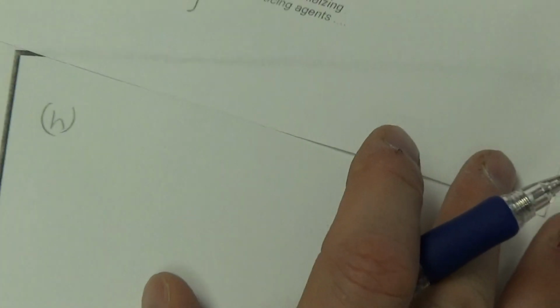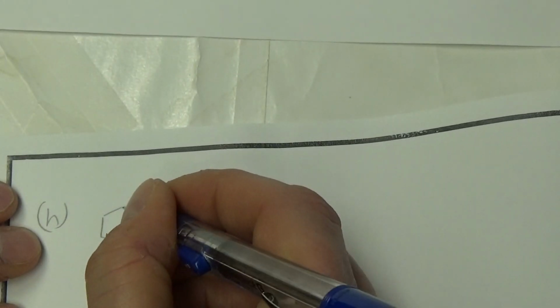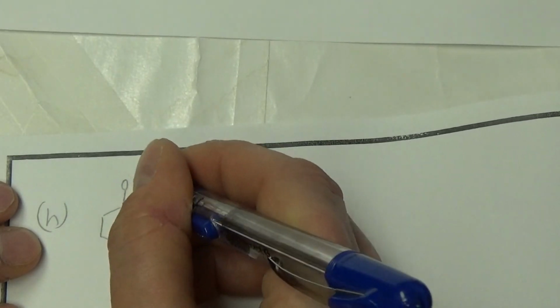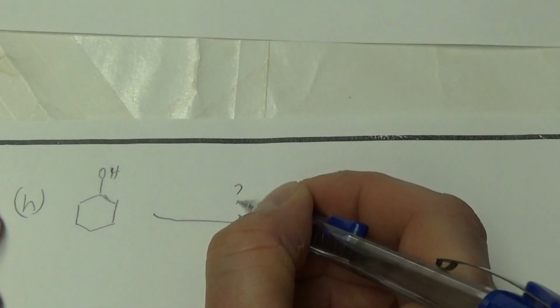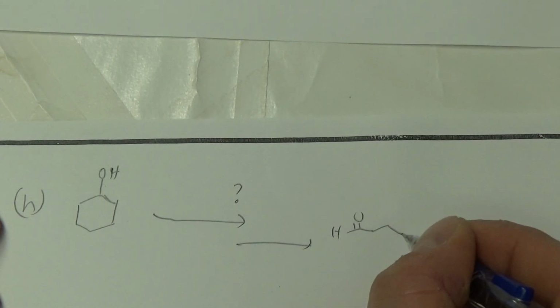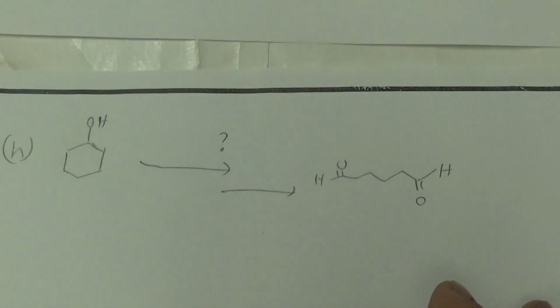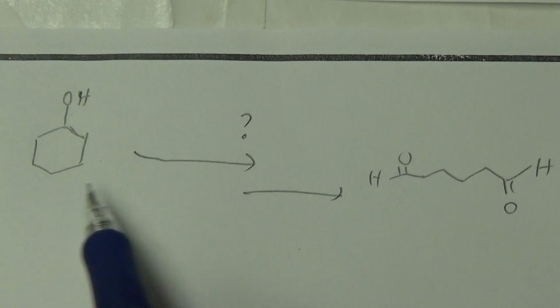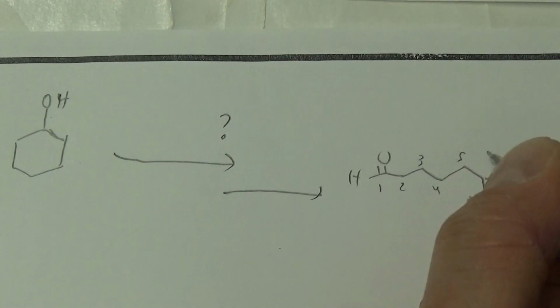Okay, so problem H is cyclohexanol. And we go on to aldehyde, aldehyde. 1, 2, 3, 4, 5, 6. So 6 carbons in, 6 carbons out, right? 1, 2, 3, 4, 5, 6.